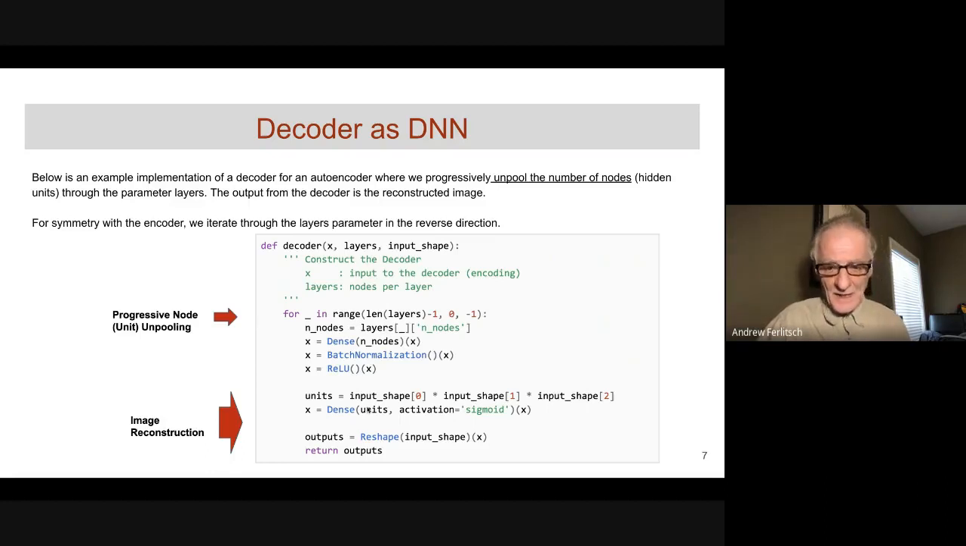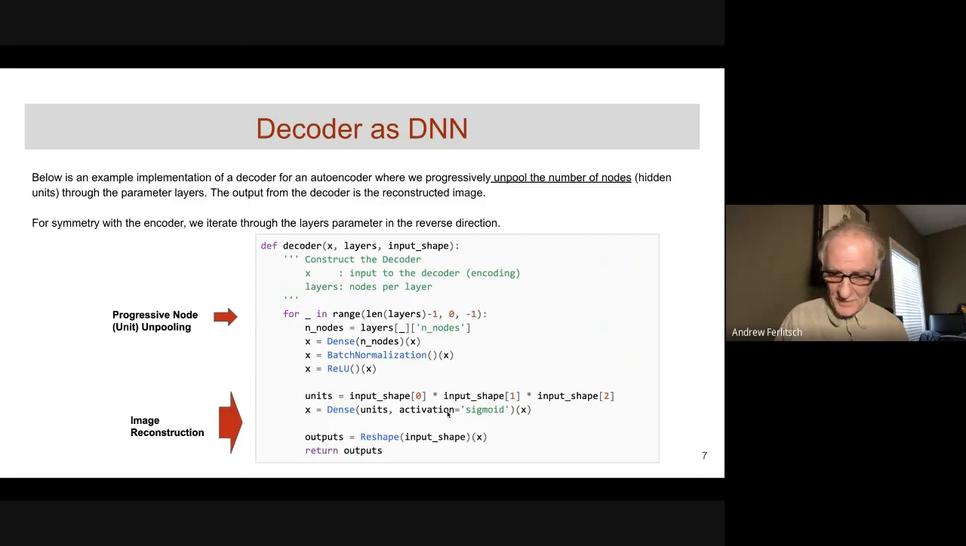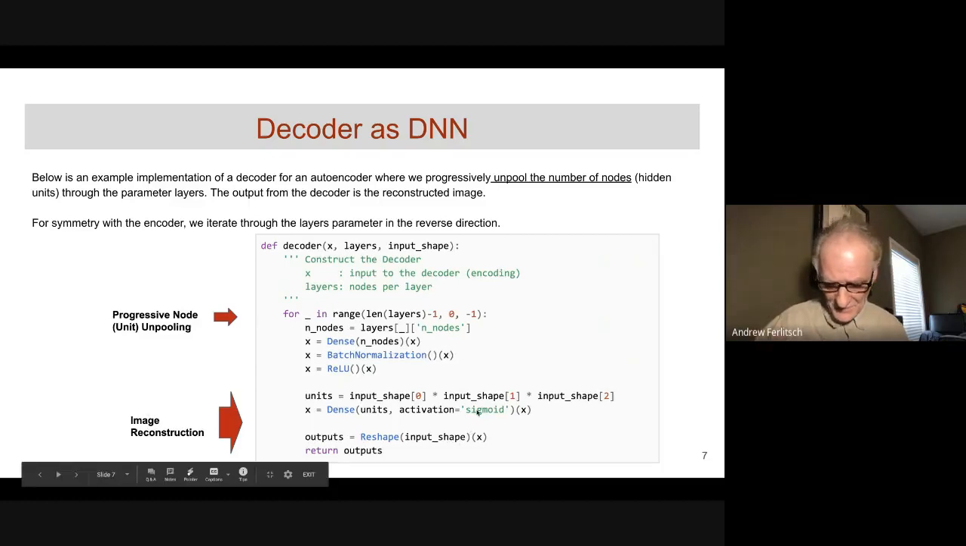Each one of those is a pixel value. We want to map them to real values between 0 and 1. Remember, our input was normalized between 0 and 1. So the activation function that's going to squash all the outputs between 0 and 1 is a sigmoid, and that's why we use a sigmoid. And then finally, we're going to reshape that output back into the image shape. So that's our image reconstruction.